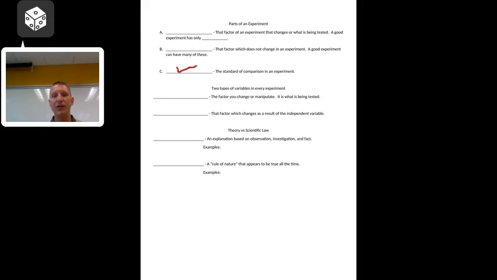A good experiment should also have a control group. Control is the standard of comparison. It's normally that thing that you set aside, you don't do anything to it, you leave it alone, and when you conduct your experiment, you have your experimental parts to compare back to that original control group.